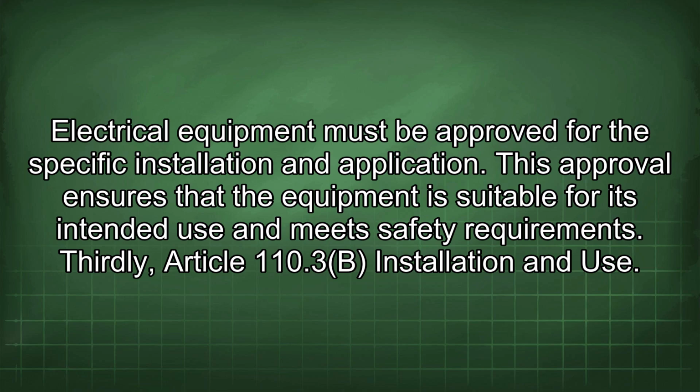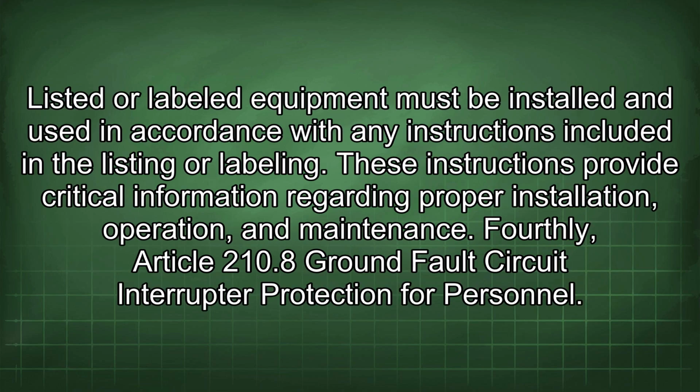Thirdly, Article 110.3(B) Installation and Use. Listed or labeled equipment must be installed and used in accordance with any instructions included in a listing or labeling. These instructions provide critical information regarding proper installation, operation, and maintenance.